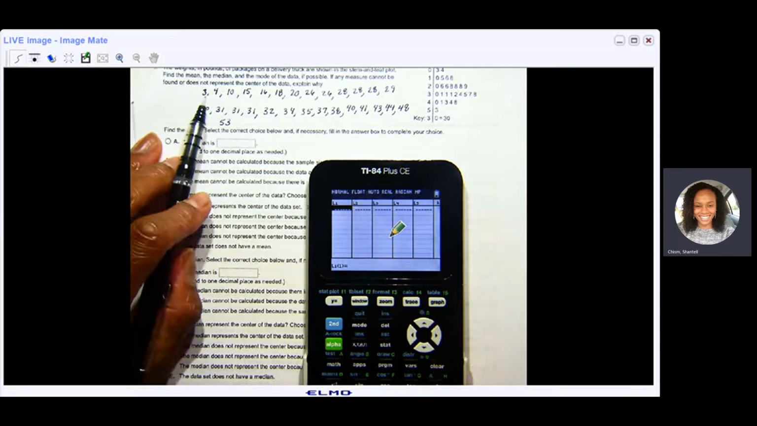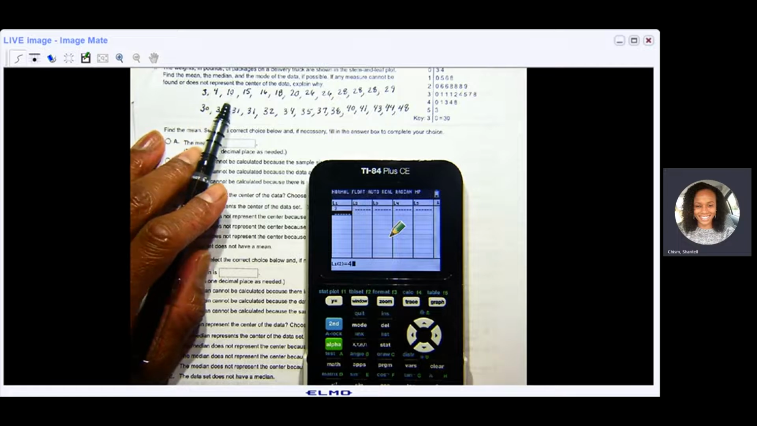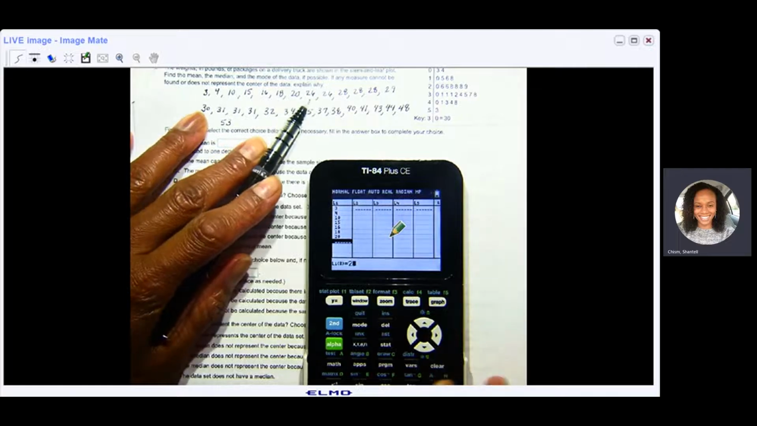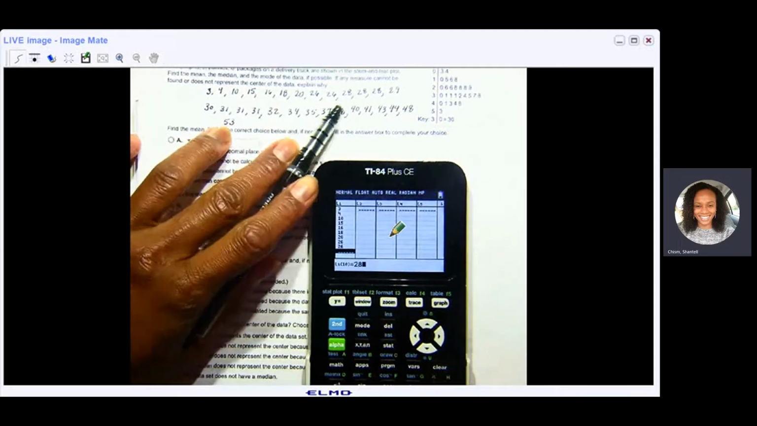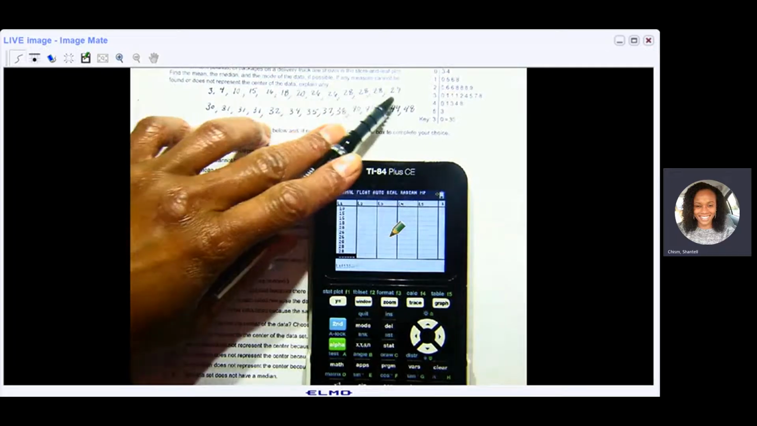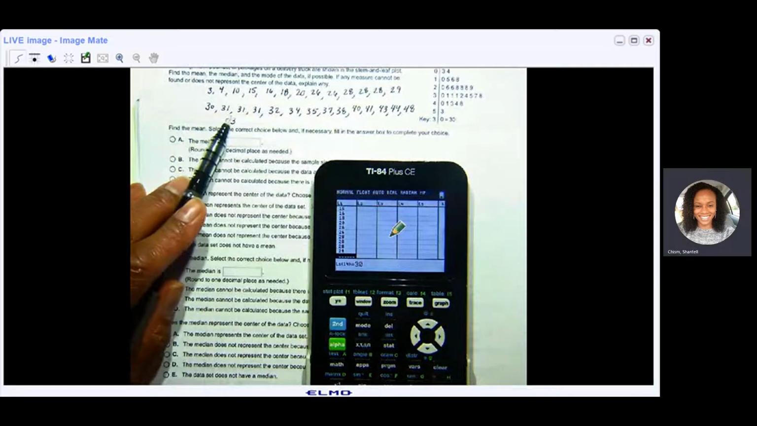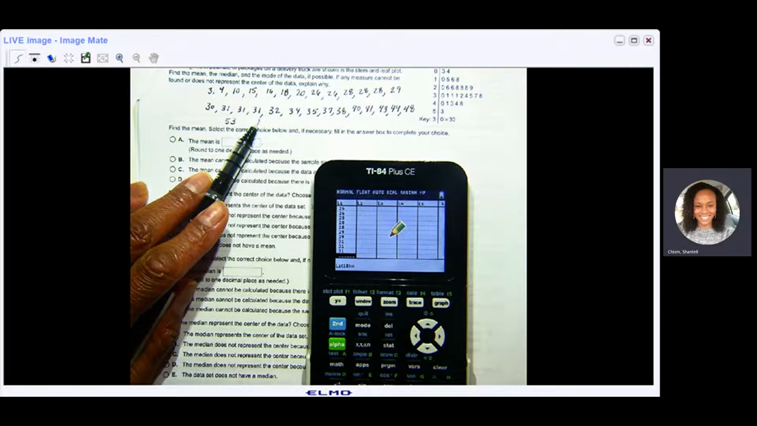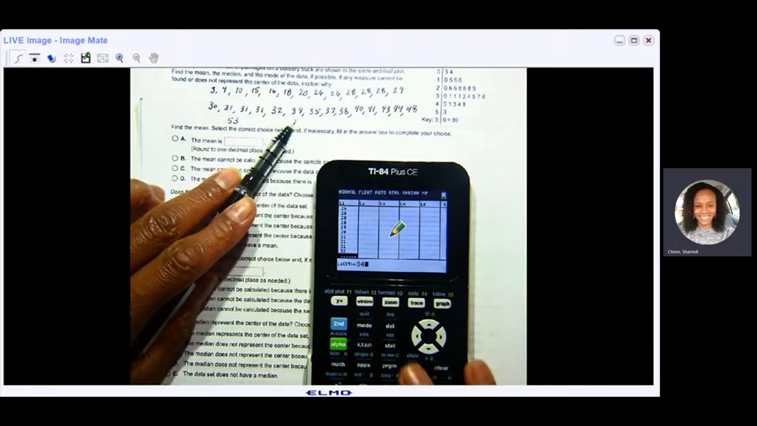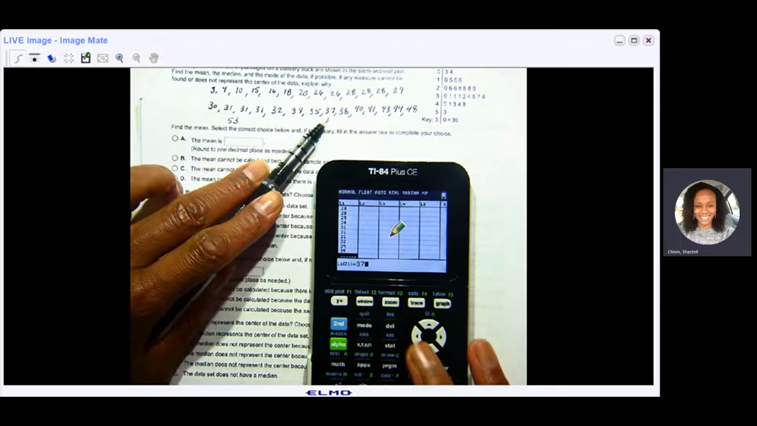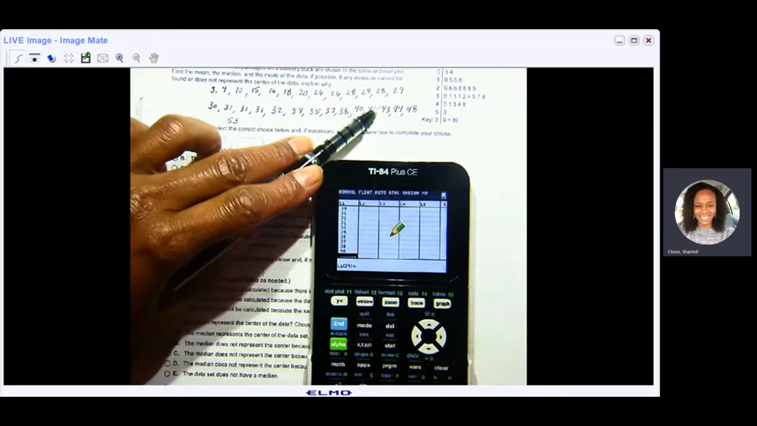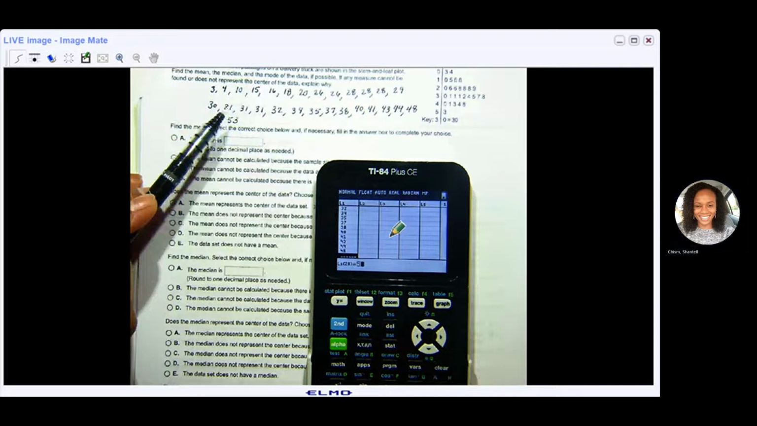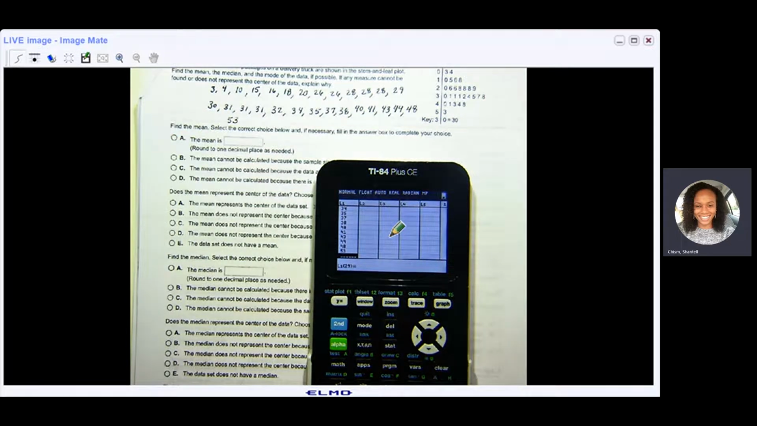All right, so in list 1, I'm going to put in the numbers: 3, 4, 10, 15, 16, 18, 20, 26, 26, 28, 28, 28, 29, 30, 31, 31, 31, 3 of those, 32, 34, 35, 37, 38, 40, 41, 43, 44, 48, 53. And I've got 28 values entered in, okay?